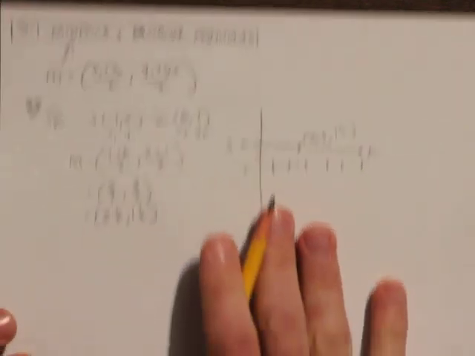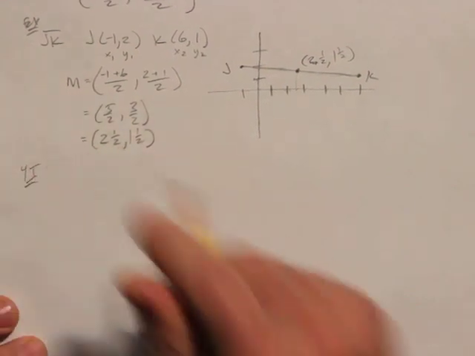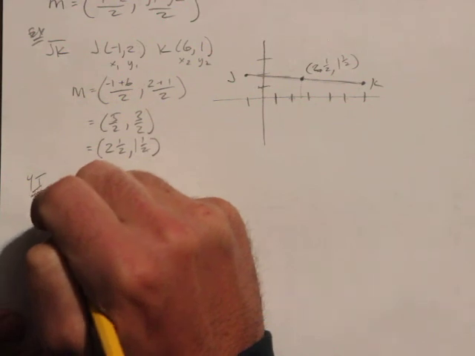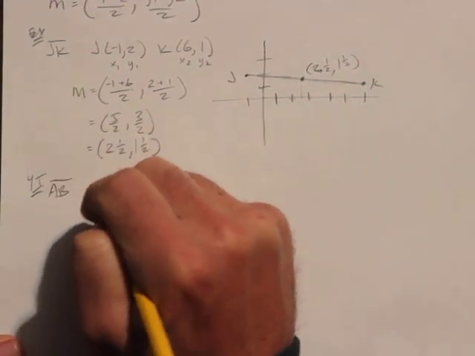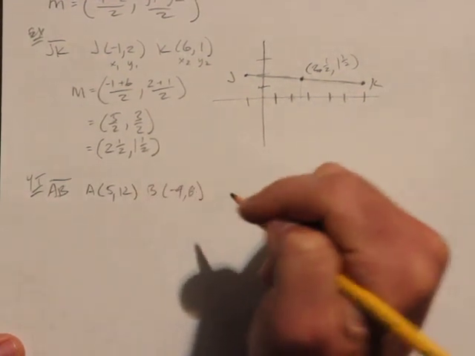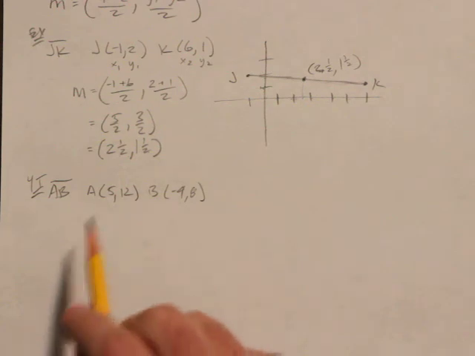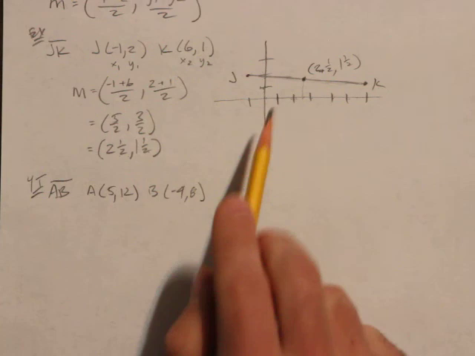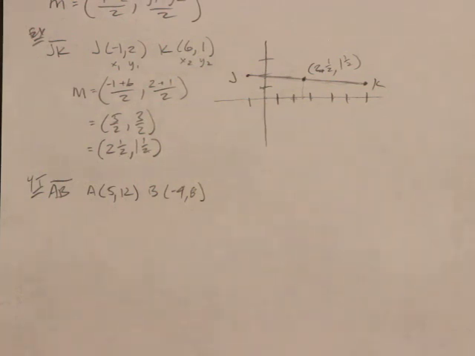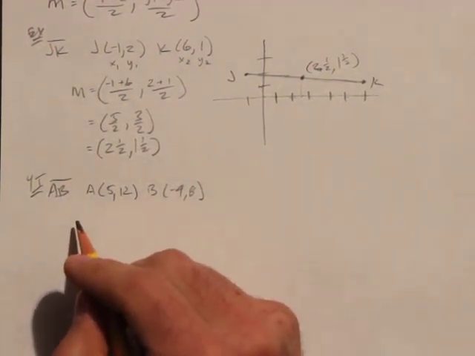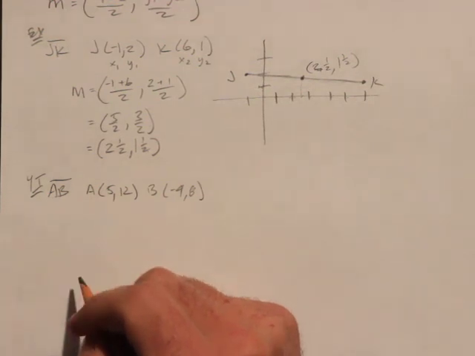All right, you try. Find the midpoint of AB. A is 5, 12. B is -4, 8. So use our formula, label first, and then use the formula, and you don't need to graph it, it's okay. But find my midpoint, pause now. All right, you should have gotten 1/2 and 10 for your midpoint.